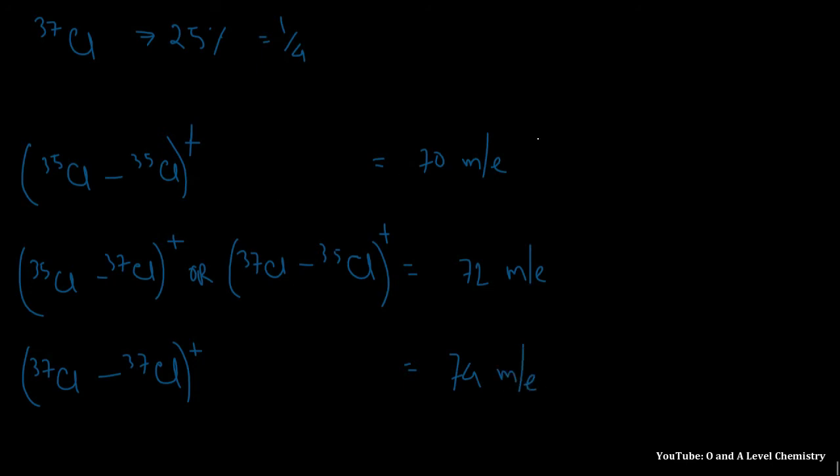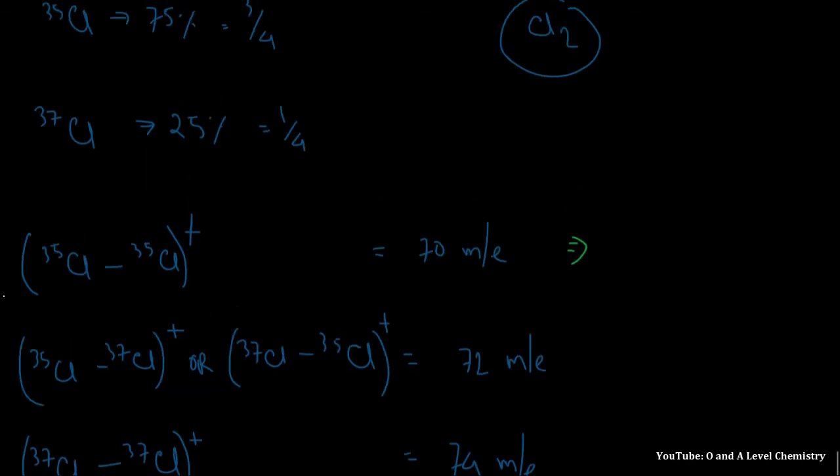And their heights, so this guy's height is going to be, so the probability of a 35 is 3 by 4, right? So this is 3 by 4 times 37. So 35, these are both 35s. So I'm going to have 3 by 4 times 3 by 4, this is 9 by 16. And this guy is, like we've seen in the case of bromine, going to be 3 by 4 times 1 by 4 plus 1 by 4 times 3 by 4.